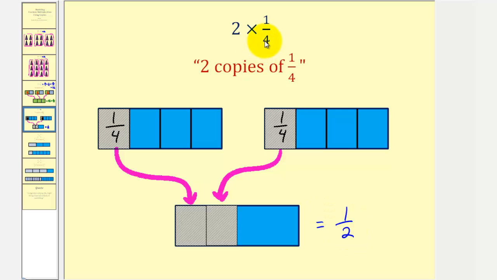To determine this product without a model, we write 2 as 2 over 1 times 1/4. Notice here 2 and 4 do share a common factor of 2, so we'll simplify before multiplying. There's 1 2 and 2 and 2 2's and 4. Now we multiply. 1 times 1 is 1, and 1 times 2 is 2. But hopefully this model deepens your understanding of what's happening when we multiply by a fraction.